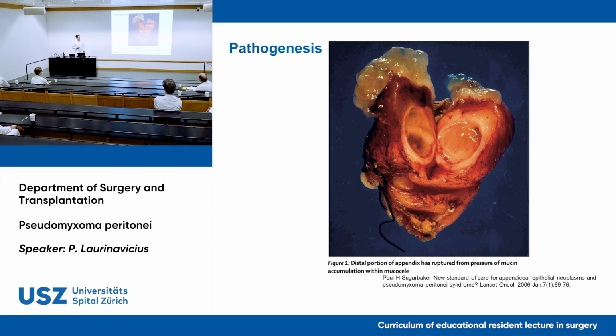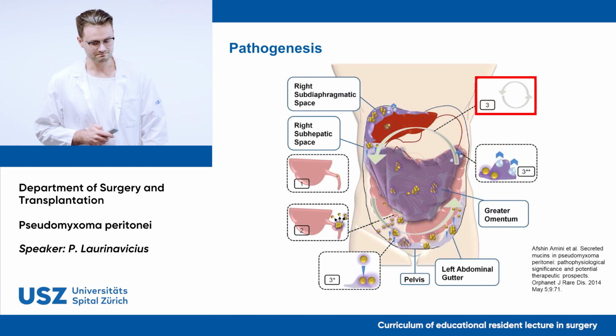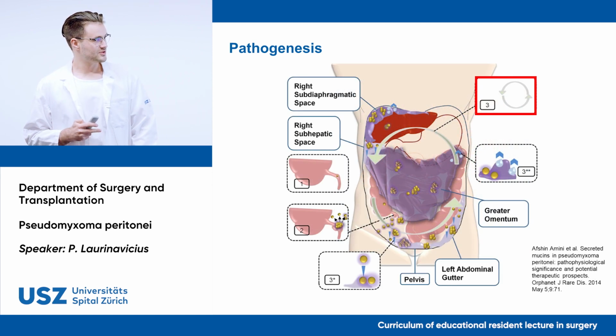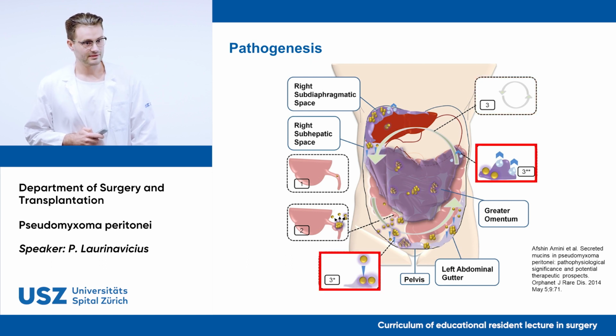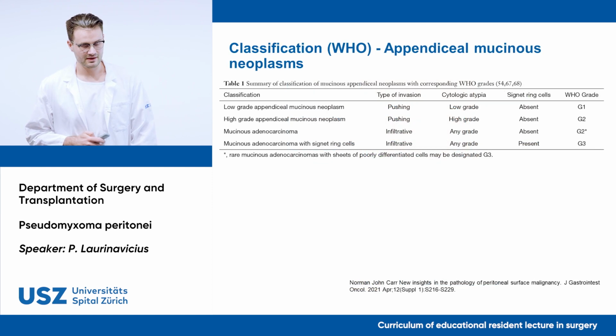In this photograph, we can see a specimen of a distal portion of appendix which has been ruptured because of a pressure from the mucus collected inside of the mucocele. Thirdly, these tumor cells enter the peritoneal cavity and start circulating with the peritoneal fluid, and they are being redistributed and accumulate in the specific parts of the abdomen, for example, in the right subdiaphragmatic space, greater omentum, or pelvis.